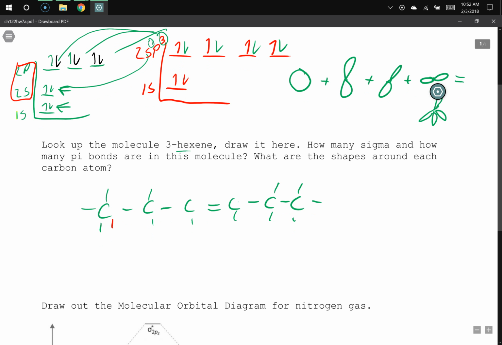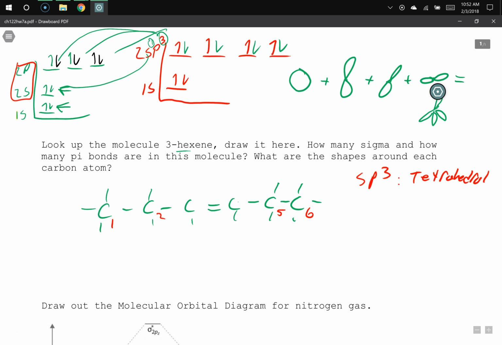Carbon number 1, carbon number 2, carbon number 5, and carbon number 6 are all sp3 hybridized, and they all have a tetrahedral molecular shape because they're connected to 4 different objects. In this case, a line with nothing on it means a hydrogen. Sorry, I should have said something about that. I'm just being lazy.